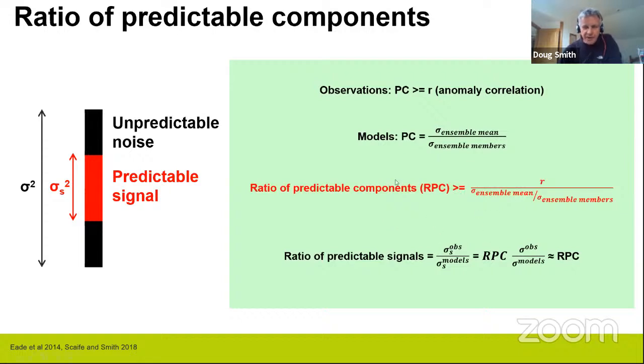But what's new, I think, in these results is where this ratio of predictable components, the RPC, is greater than 1, and this shows where the predictability in the real world is actually greater than it is in the model world. And then we can go one step further if we want to know whether the error lies in the signal or the noise, for example. It turns out that if the total variability is the same in the model and the observations, then this ratio of predictable components actually gives us a ratio of predictable signals, showing that the error is in the signal in the models.